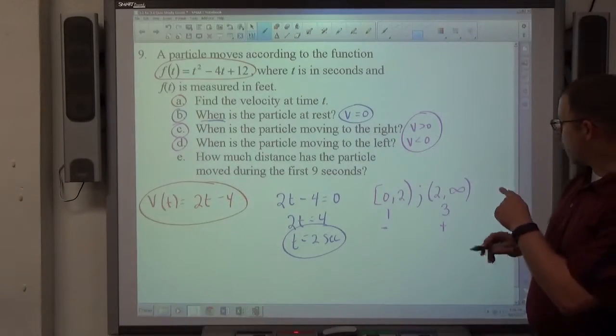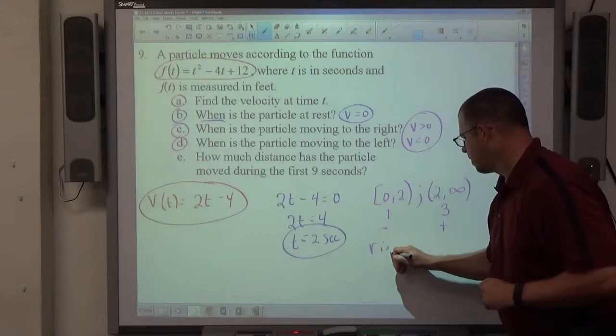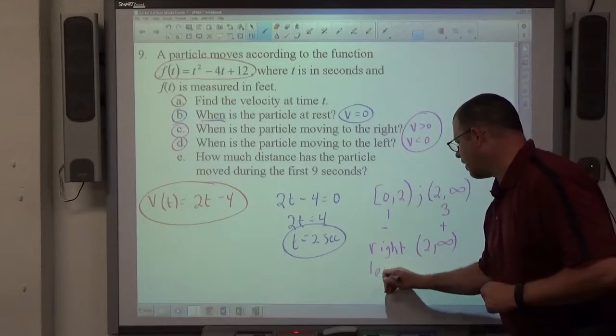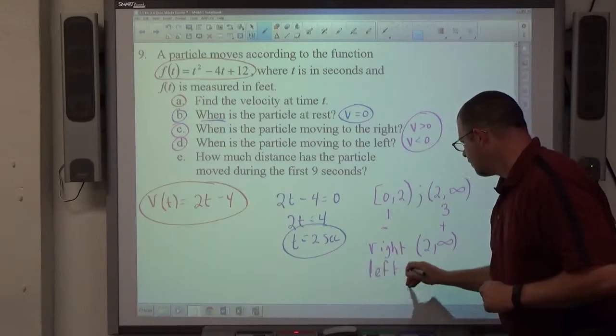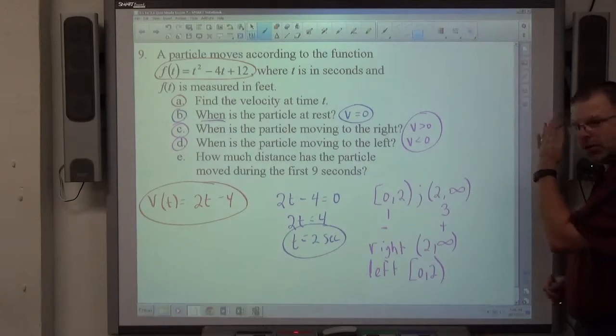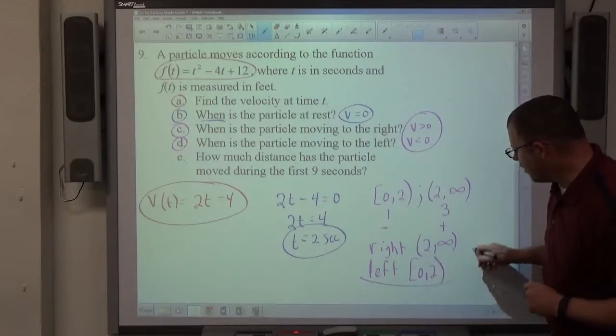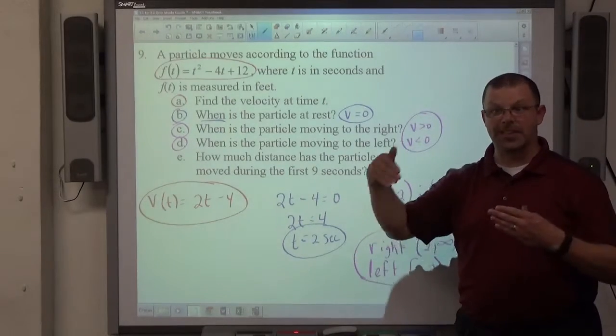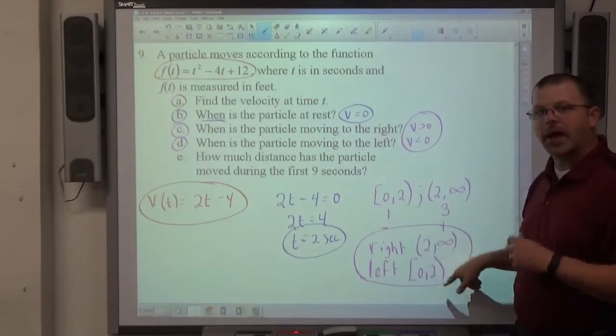So it's moving to the right from 2 to infinity. It's moving left from 0 to 2. I'm expecting proper interval notation on these answers. There is a parentheses at 2 because it stopped at 2. It's not moving right or left, it stopped. So that's why we have no bracket at 2.